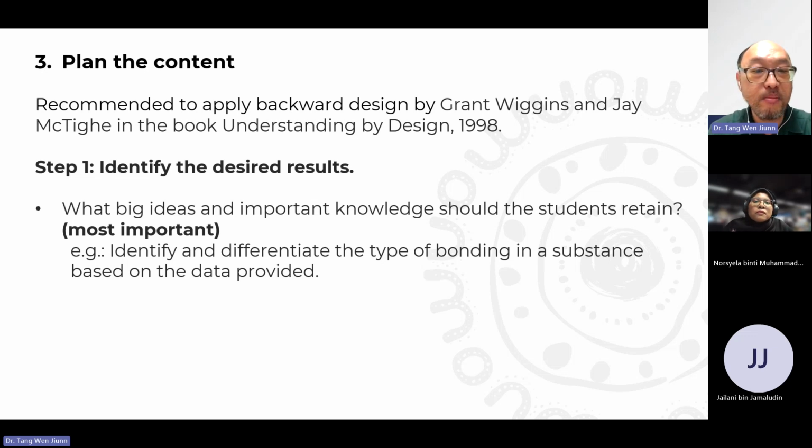That is the most important thing they need to know. For example, back to the covalent bond example I'm using, the most important thing they need to know is to identify and differentiate the type of bonding in a substance based on the data provided. For example, this is the big idea.